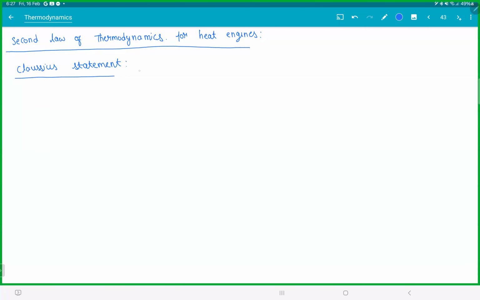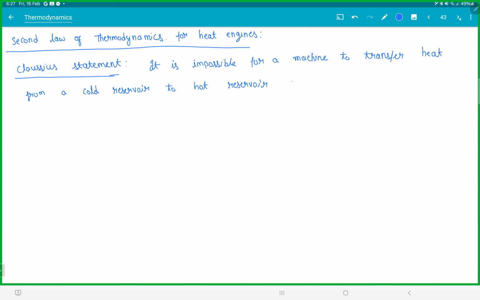It is impossible for a machine to transfer heat from a cold reservoir to a hot reservoir, basically from a cold body to a hot body, without external work.